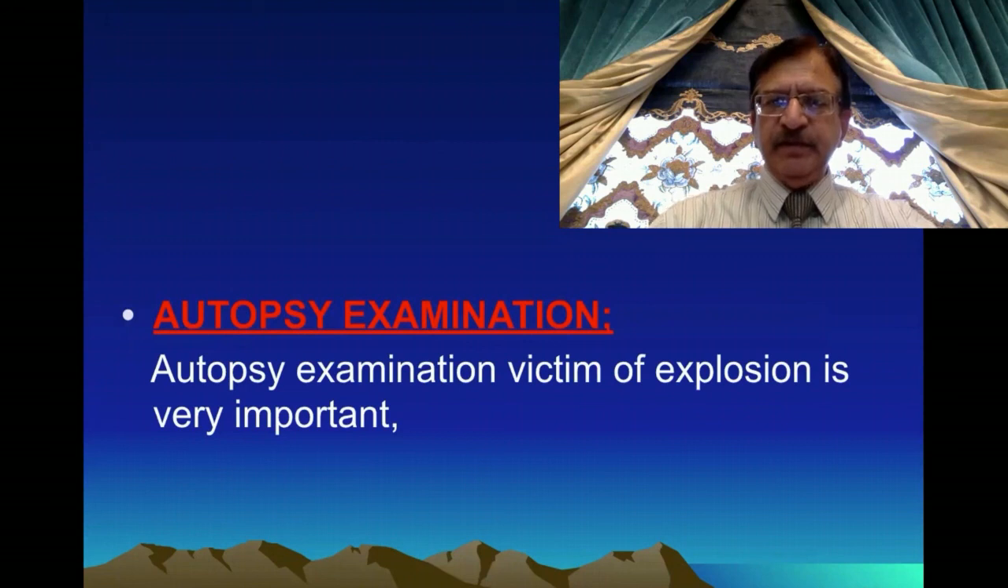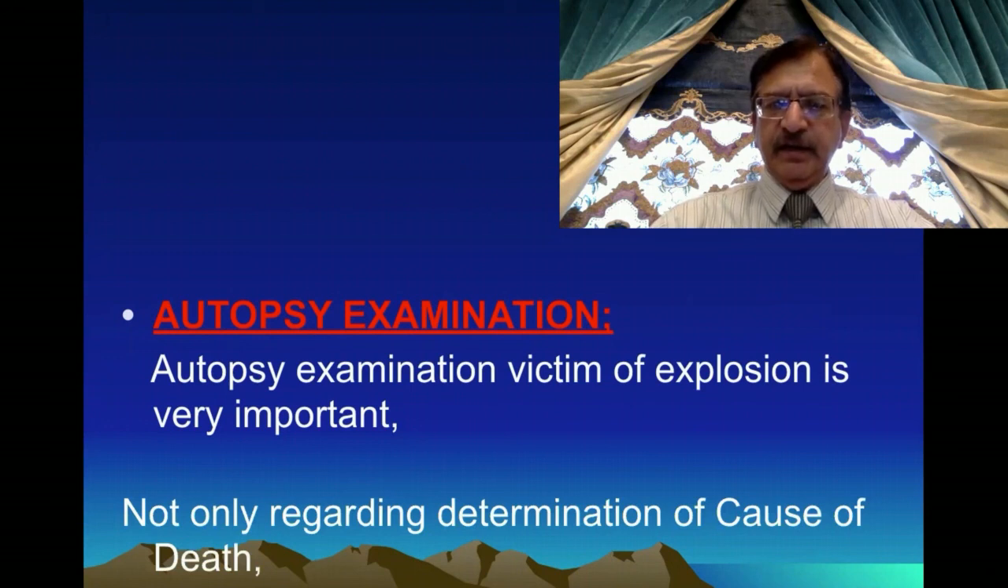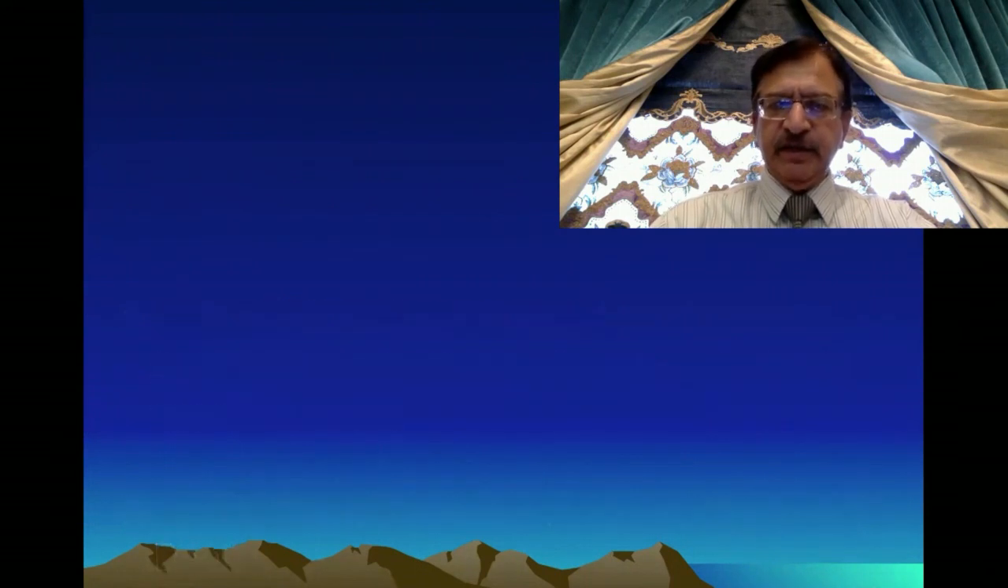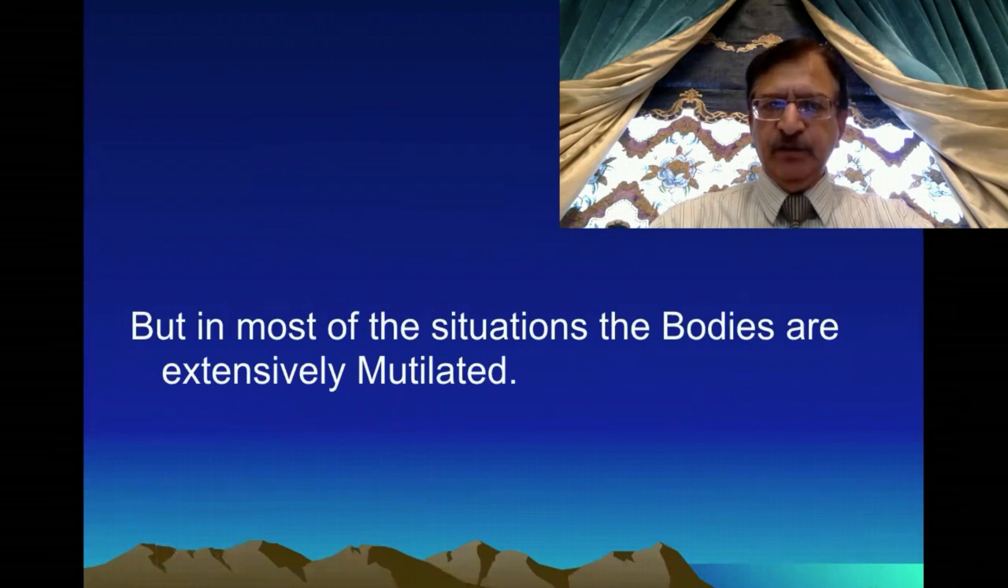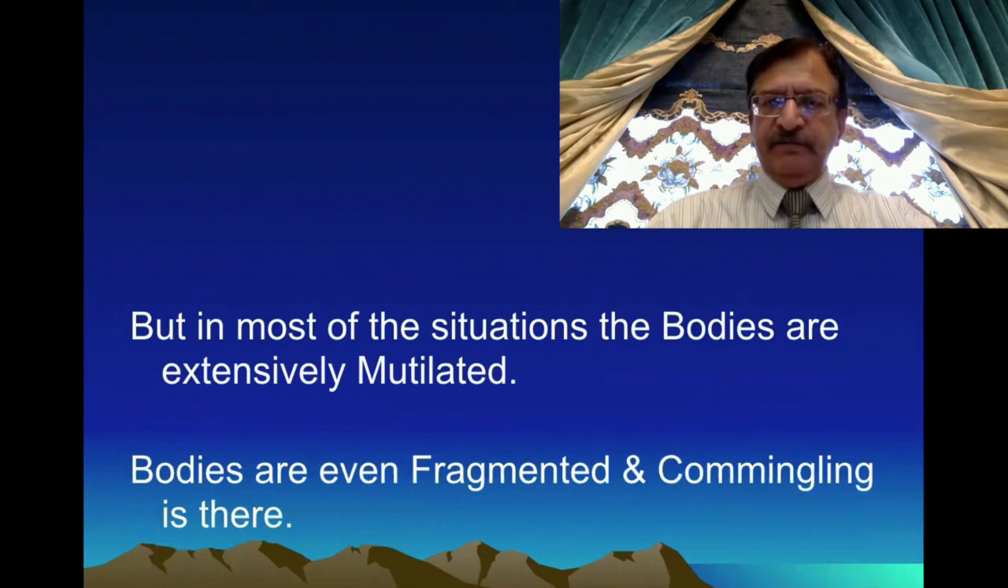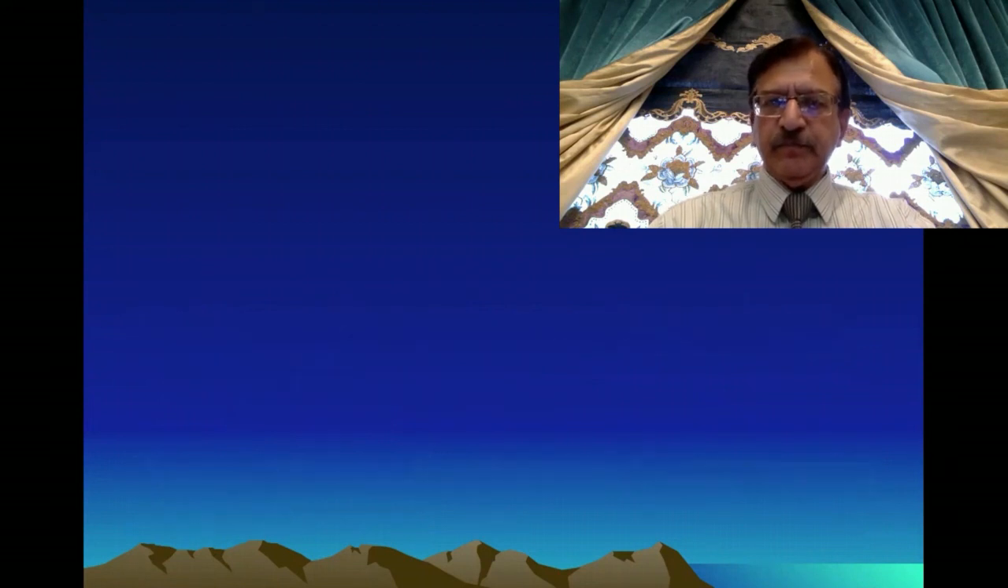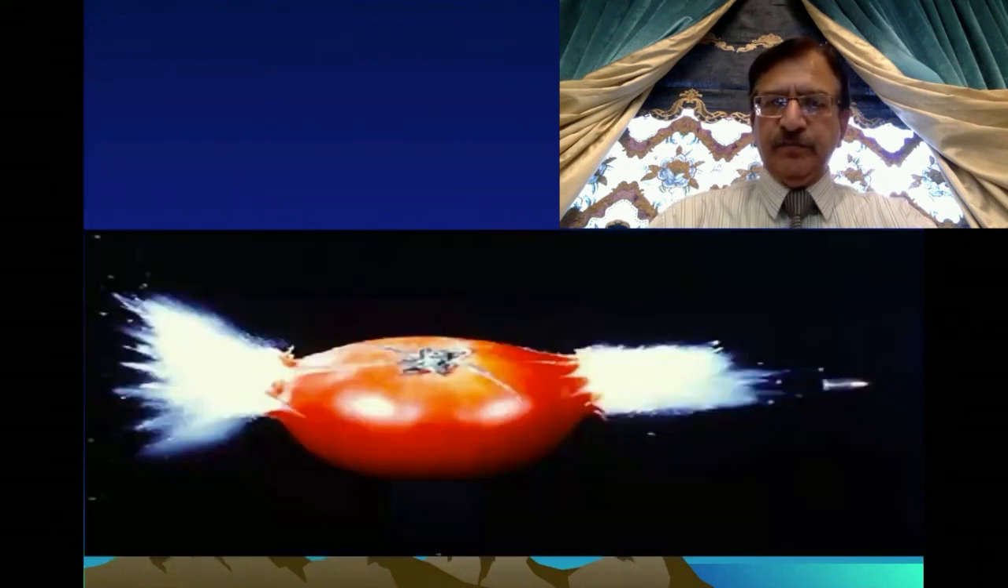The autopsy examination of the victims of explosion is very important, not only regarding the cause of death, but regarding identity. Because in most situations, the bodies are extensively mutilated. They are fragmented and there is commingling, that is the mixing of body parts. So it is a very important examination from the forensic point of view. The autopsy of the victims of the bomb blast should be carefully carried out with teamwork.